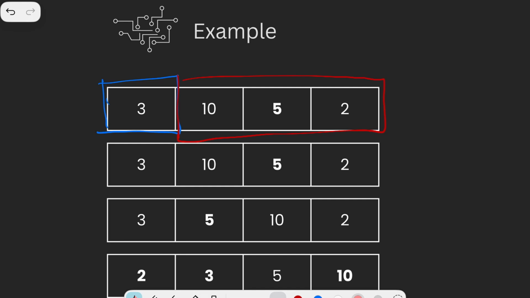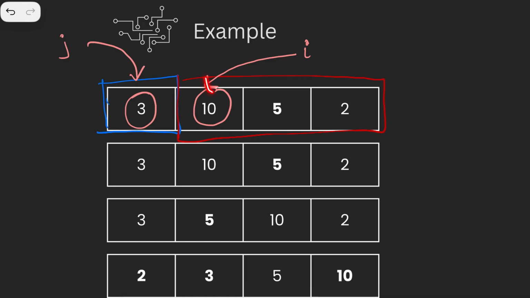Left will always be sorted. So our iterator i will point to the very first element of the unsorted array. That means it will point to this 10. Our variable j will point to the last element of the sorted array, which is 3 here. Remember, our objective is to place this 10 into the sorted array at its correct position.